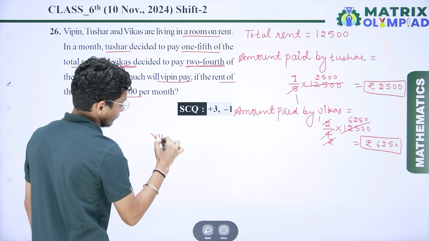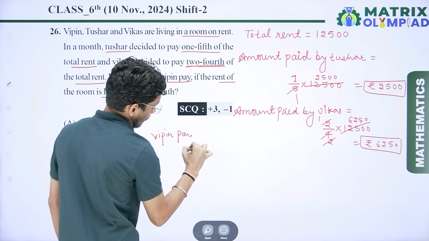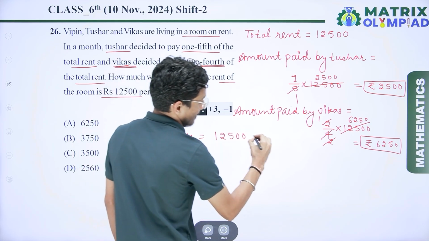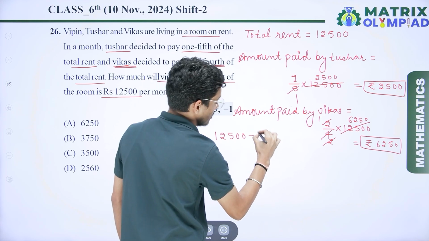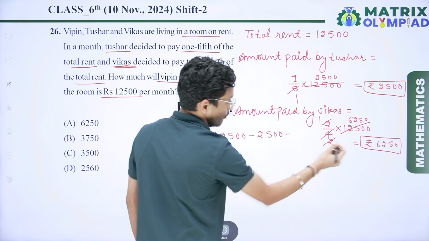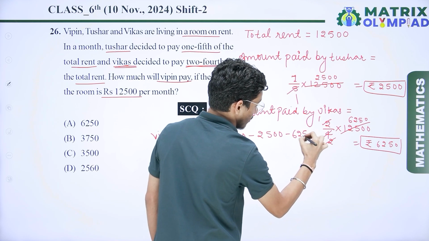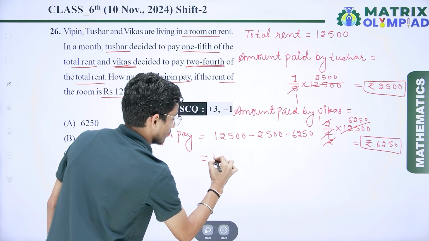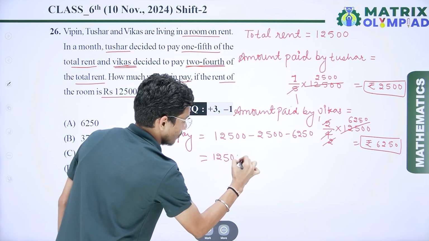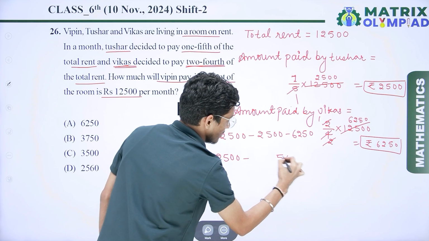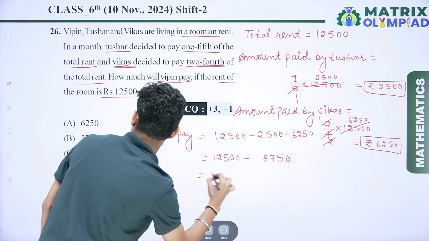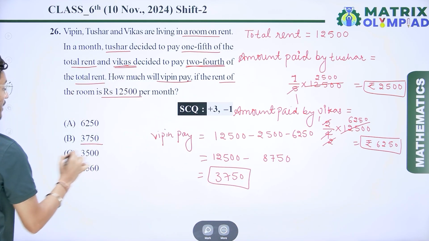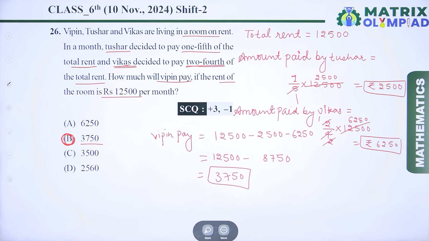So I can say that Vipin pays the total amount, 12500, minus the amount paid by Tushar, that is 2500, minus the amount paid by Vikas, that is 6250. If I subtract this, I get the answer, 3750 rupees. So where is 3750 here? I can say that option B is the correct answer.